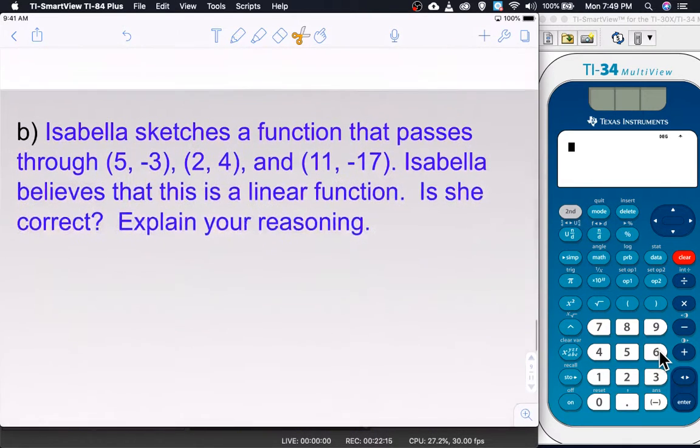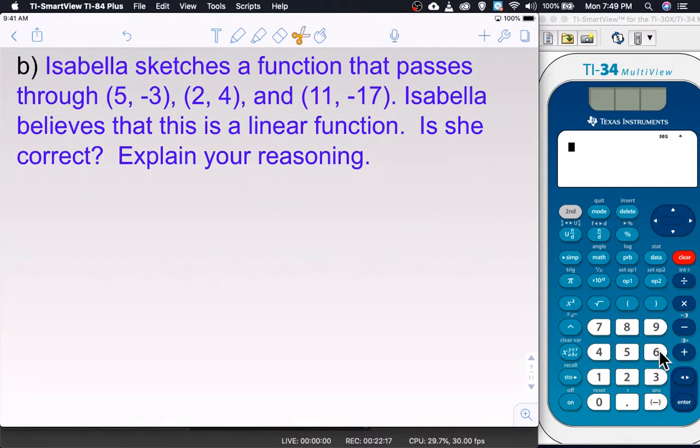Okay. Letter B, this one's for you. Isabella sketches a function that passes through these 3 points. Isabella believes this is a linear function. Is she correct? Explain your reasoning. Okay. So this one's for you. If you could please pause the video. Determine right now, is this function that goes through these 3 points linear or non-linear? And have some work or reasoning behind it. Pause the video, hit play when you're ready to continue.